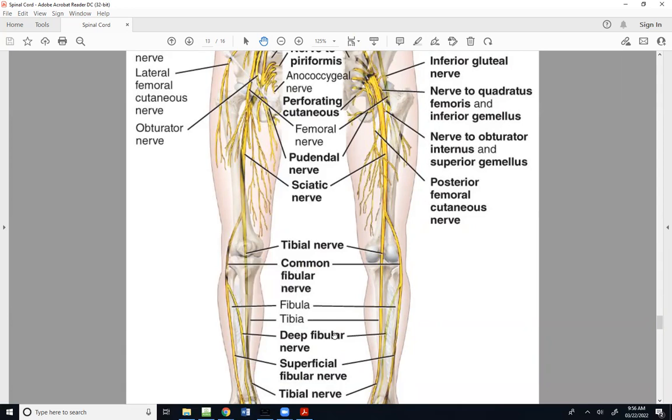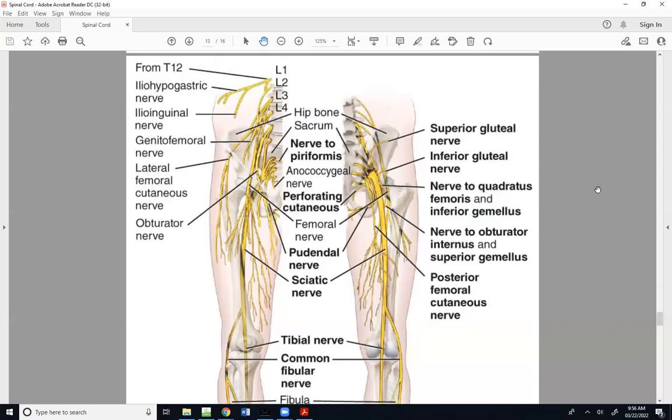As far as the rest of them go, and the tibial again, don't worry about it. Just up here is where I'd ask you to know it. And then over on the right, in the posterior view, we can see, and I do want you to know the superior and the inferior gluteals, and then the posterior femoral cutaneous.